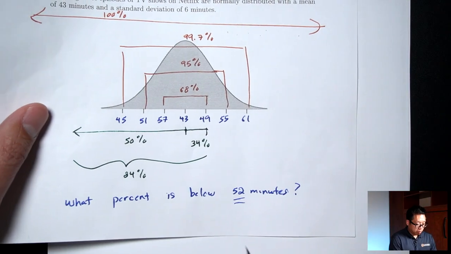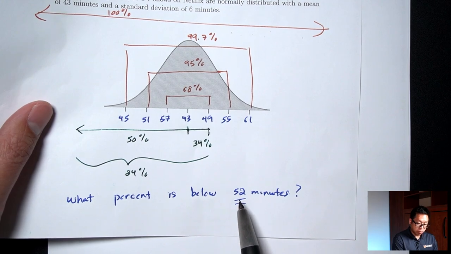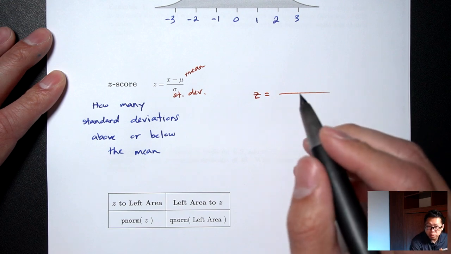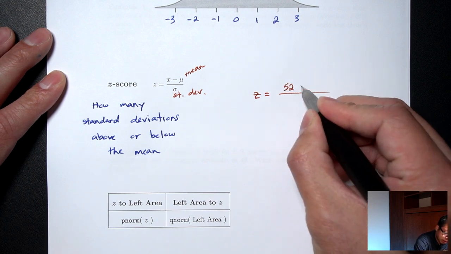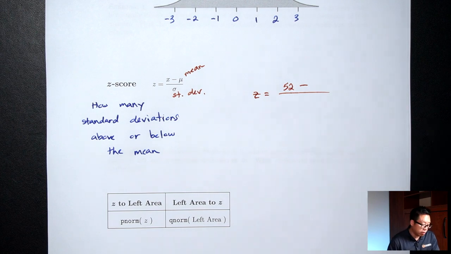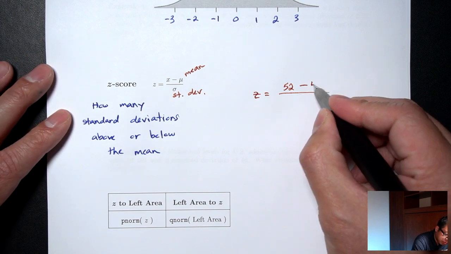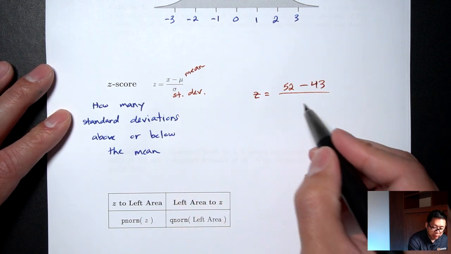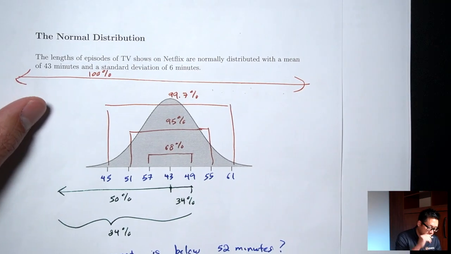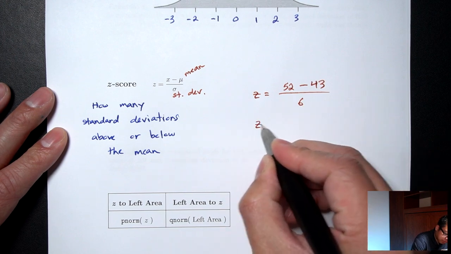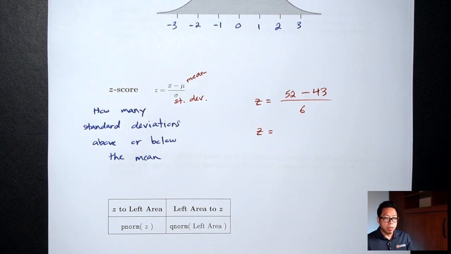Okay, so let's find the z-score for this 52. That 52 is our x, minus the mean. The mean for the Netflix example was 43. On the bottom, sigma, the standard deviation. The standard deviation for that Netflix example was 6. All right, so let's enter this in the calculator. Up top, 52 minus 43. On the bottom, 6.